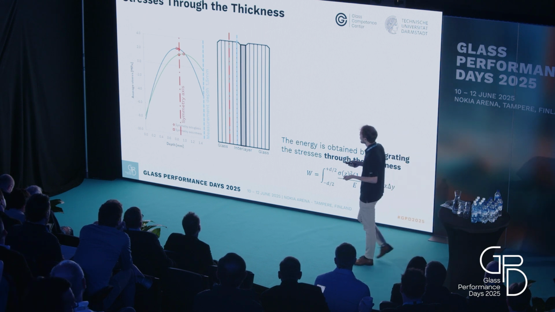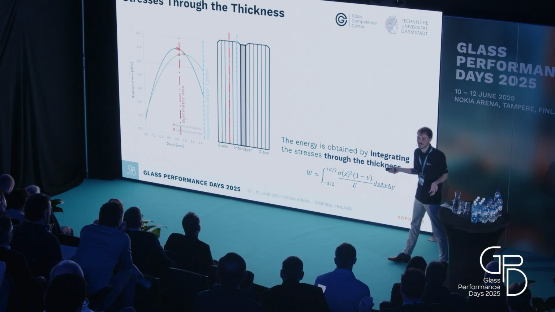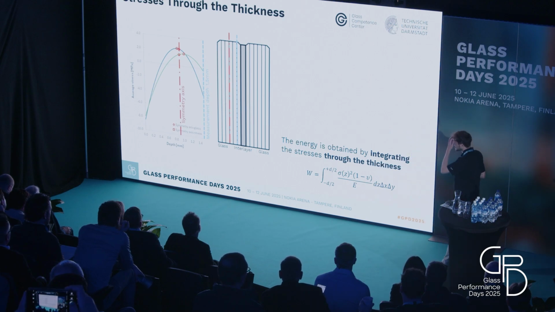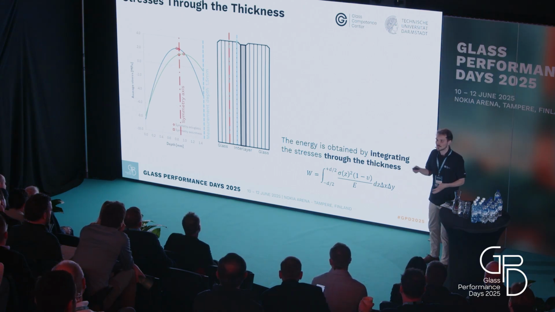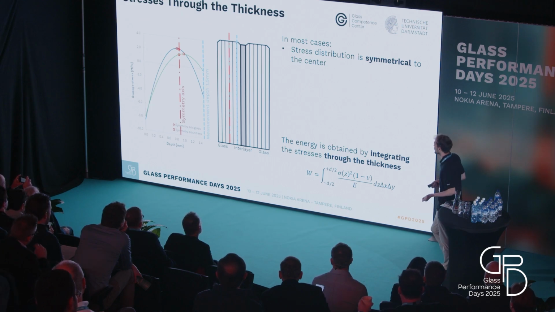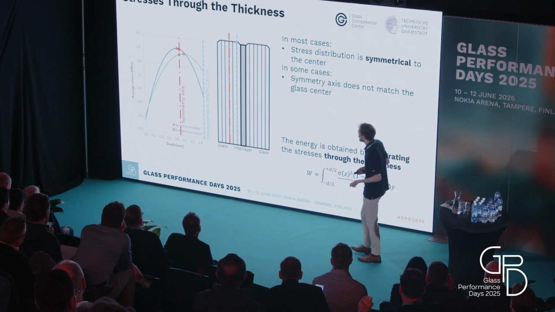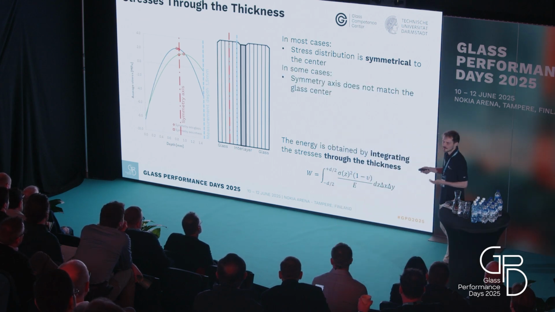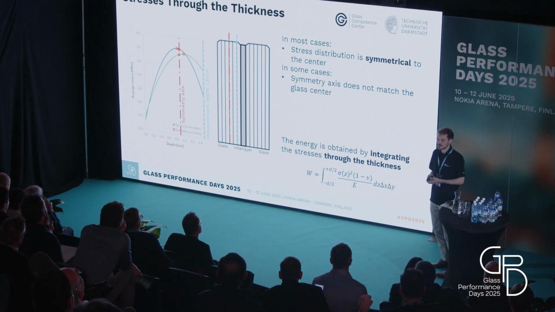For the blue line, you can see this is a distribution that we would expect for, let's say, a tempered glass. We have compression stresses at the surface and tension in the core, and this is pretty much parabolic and symmetrical to the center of the glass. This is what we would expect and aligns pretty well with the literature. But in some cases, we have distributions like the green line. Here we still have this general distribution, but the symmetry axis doesn't match anymore.